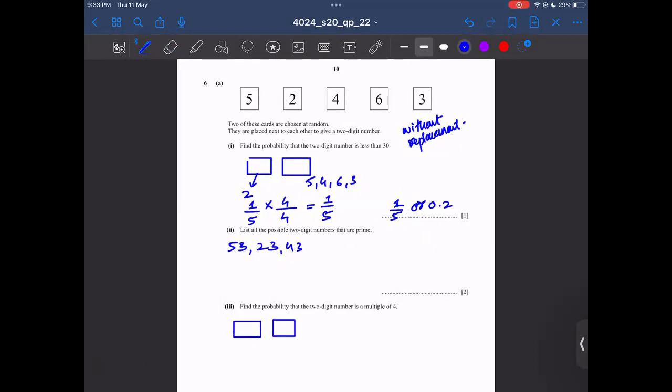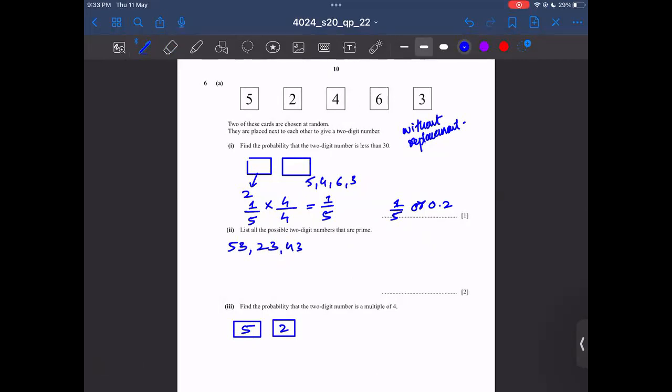52 over here as well. 52 is a multiple of 4. So if you put 5 over here and 2 over here, you'll get a multiple of 4. 52 is a multiple of 4. Right? 4 13s are 52. Okay. What are the other outcomes we can have? What are the other outcomes?